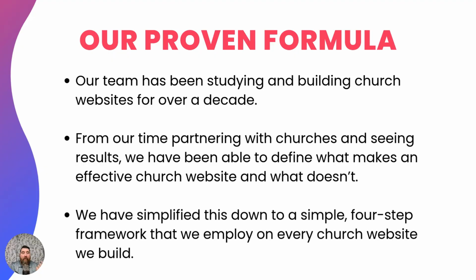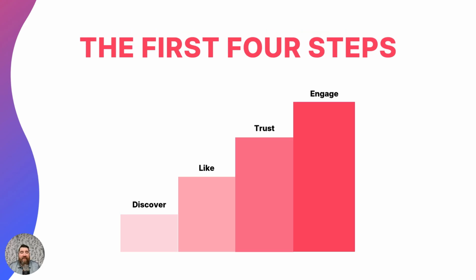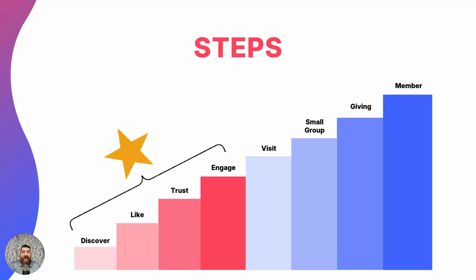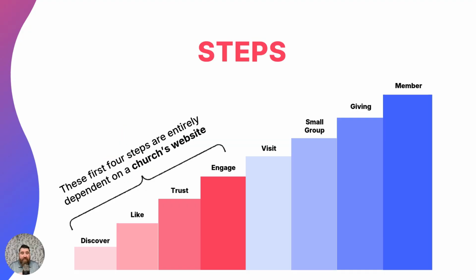And so what we've done is we've created a proven formula that's ultimately a recipe that guides people through the first 4 steps that are required so that they will show up on a Sunday morning. And those first four steps are discoverability, like, trust, and engagement. And so ultimately what we've done is we've removed the barrier to somebody visiting your church on a Sunday morning. These first four steps actually happen on your website.